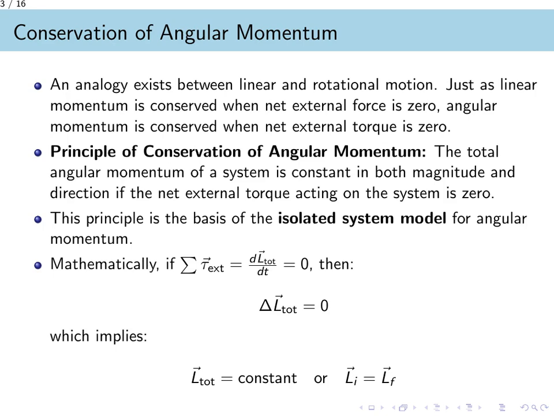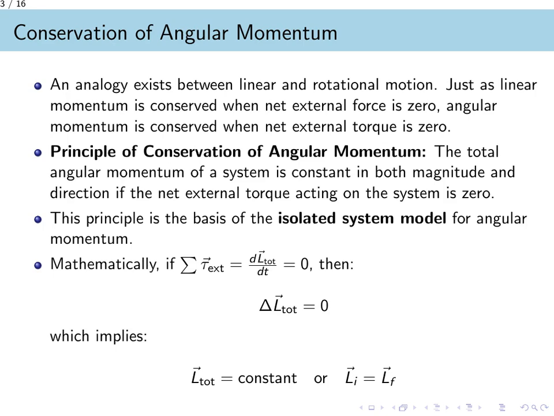We now introduce a powerful new conservation law that is the rotational analog to the conservation of linear momentum. Just as linear momentum is conserved when the net external force is zero, we find that angular momentum is conserved when the net external torque is zero. This is the principle of conservation of angular momentum.